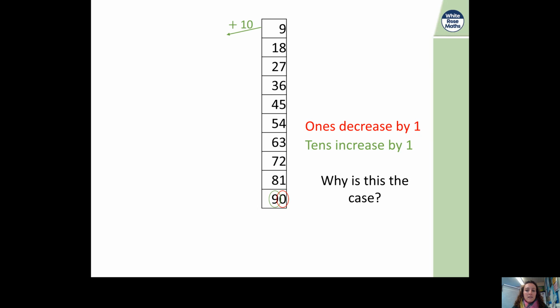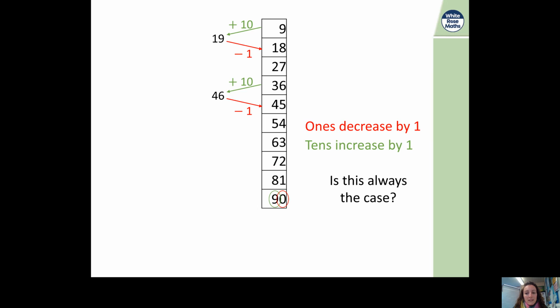Now, why is this the case? Well, when we are adding 9 each time, what we are doing is adding 10 and then taking away 1. So 9 add 10 is 19, take away 1, 18. 18 add 10, take away 1, so 28, take away 1, 27. 36 add 10 is 46, take away 1 is 45.